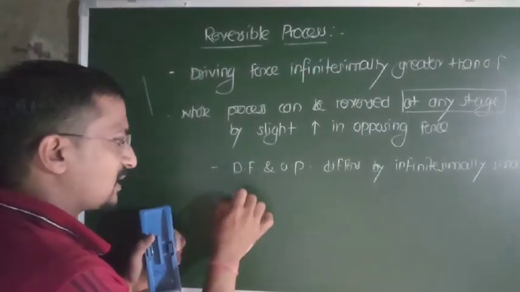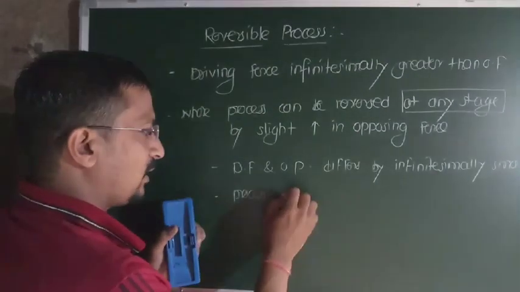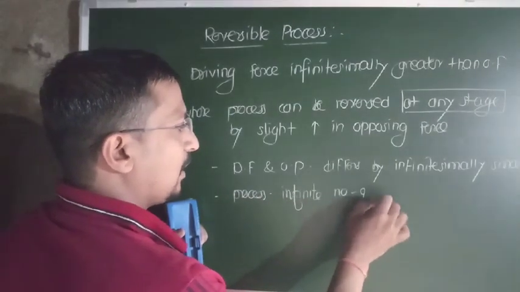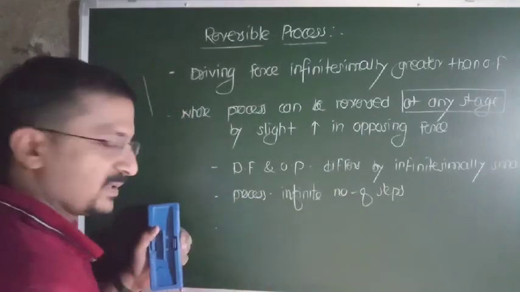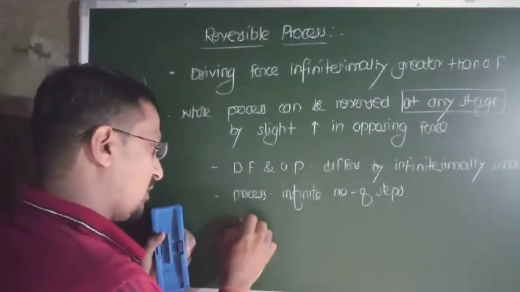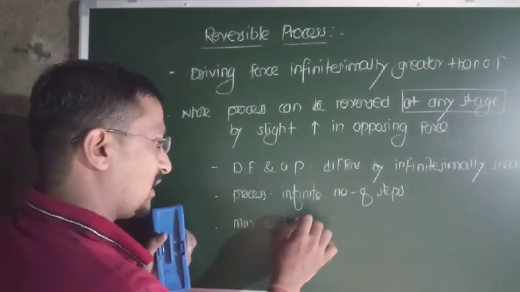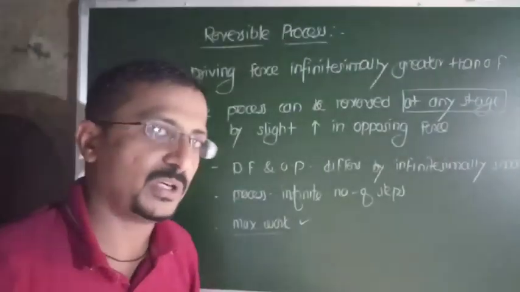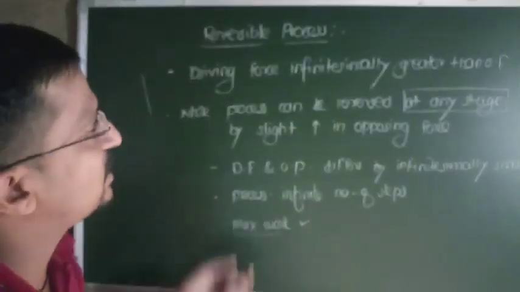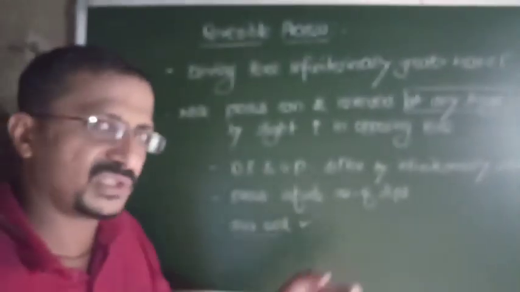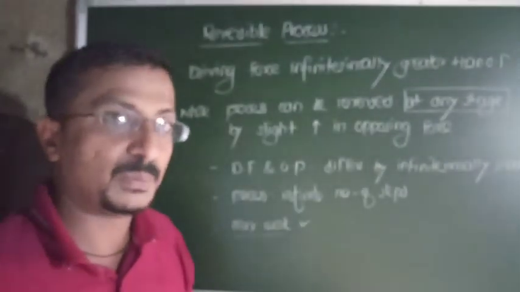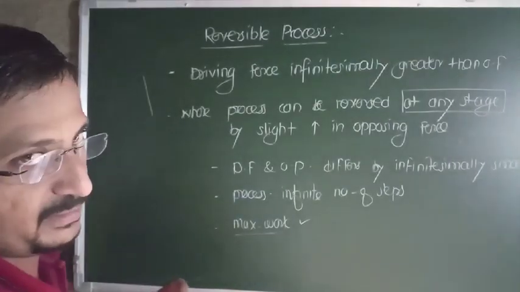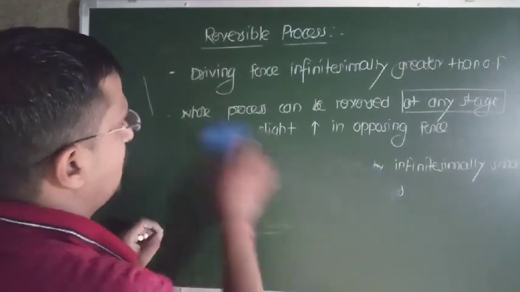Then a reversible process can be carried out in an infinite number of steps. And the maximum work is obtained from a reversible process. It is the next point in the topic. So these are some characteristic features of a reversible process. One more point, that is, a system is always in thermal and mechanical equilibrium at the end of the process. Do you understand? I hope you understand the reversible process.